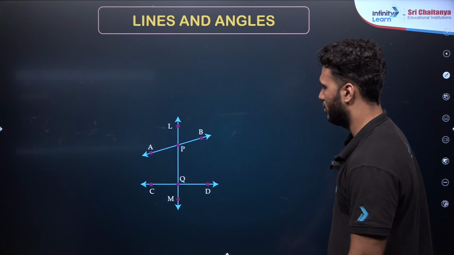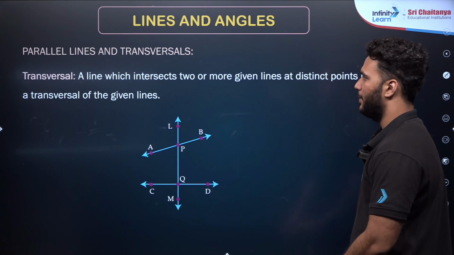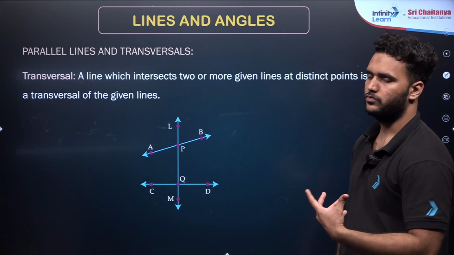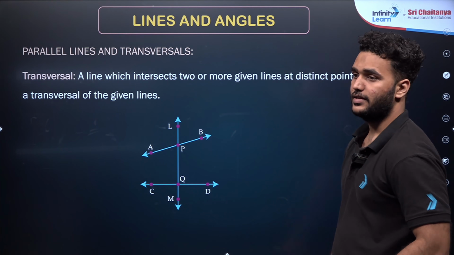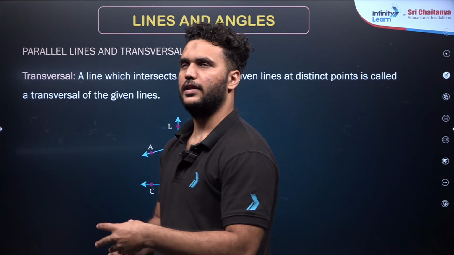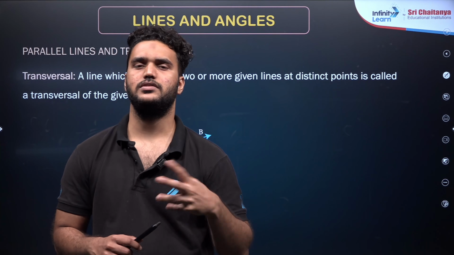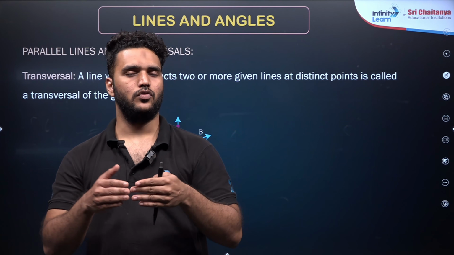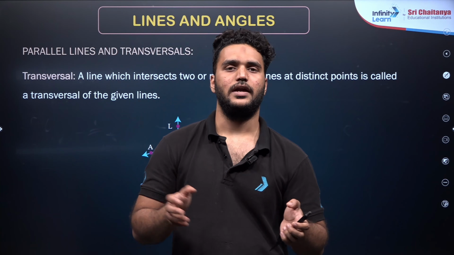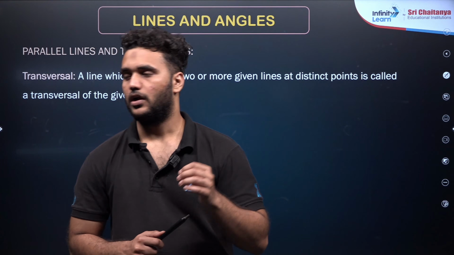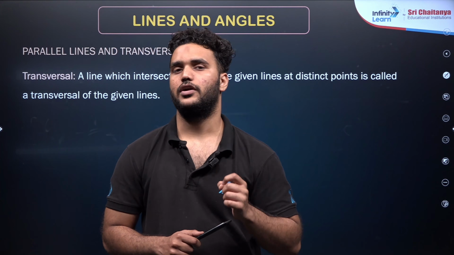Now let's talk about parallel lines and transversal. What are parallel lines? Parallel lines are a pair of lines that never meet. Never meet means they don't come close and they don't go far apart. It means the distance between them does not change.